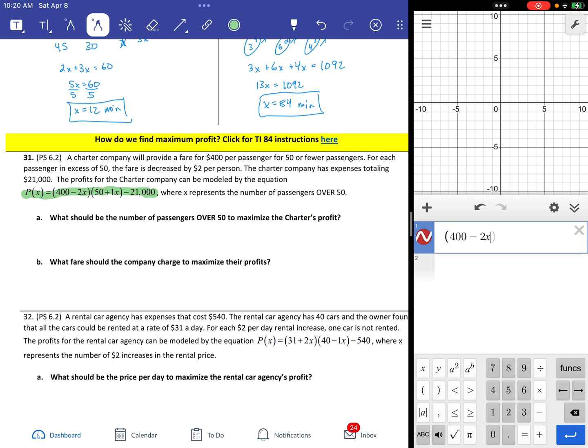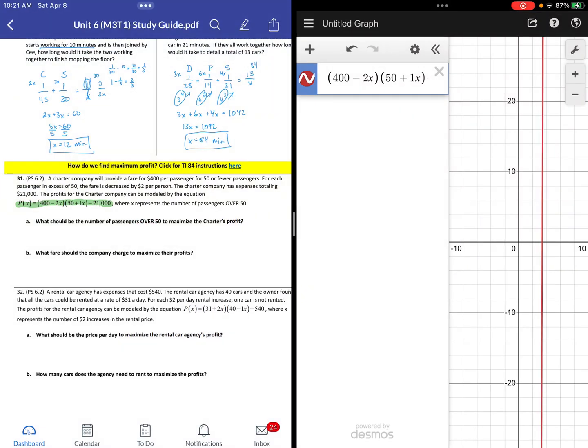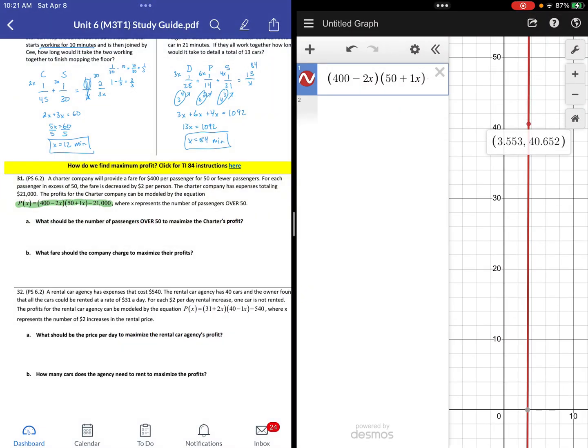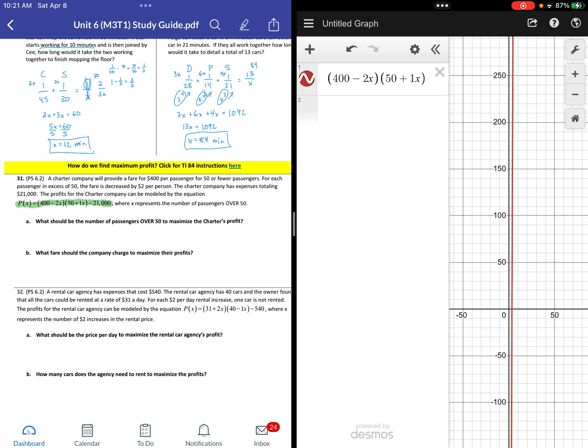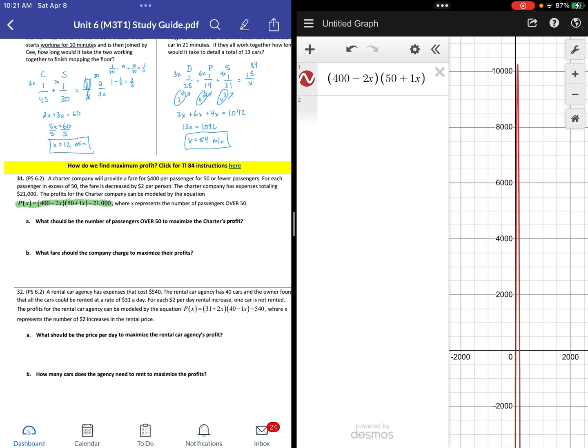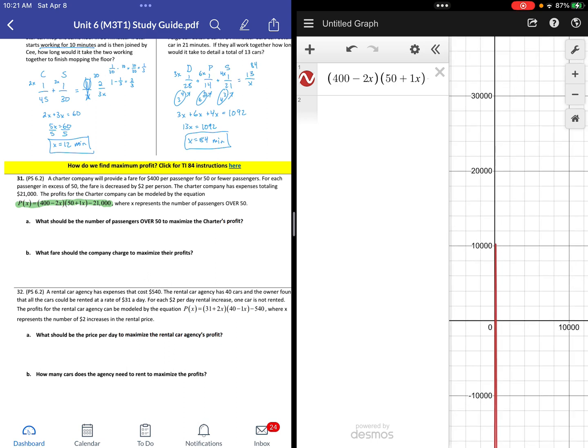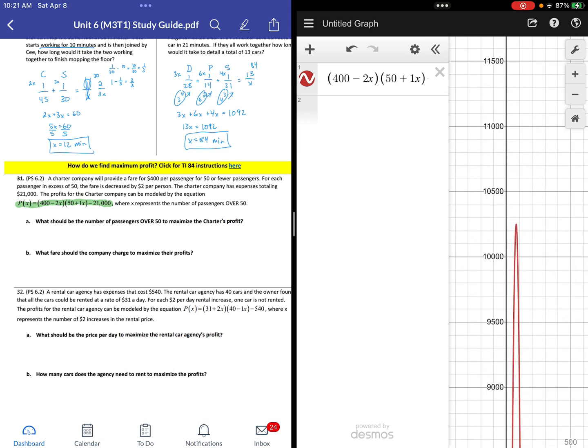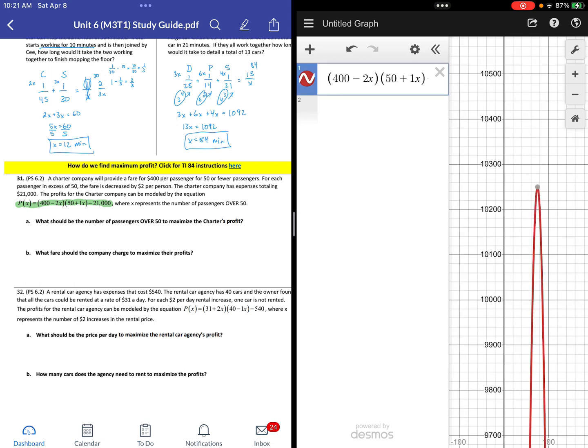So we have 400 minus 2x, times 50 plus 1x, minus 21,000. So there is our graph. Let's shrink this down. All right, so there's our point.